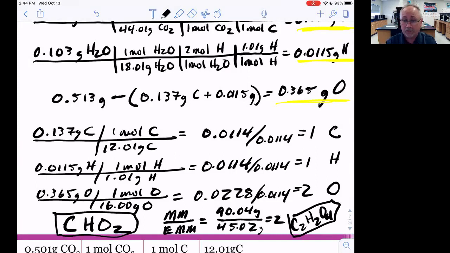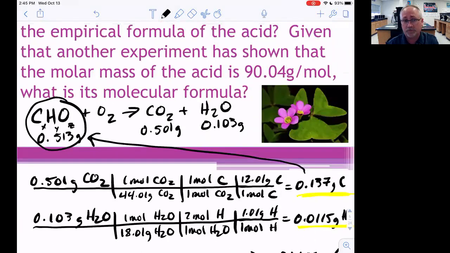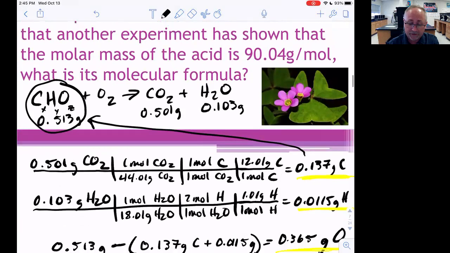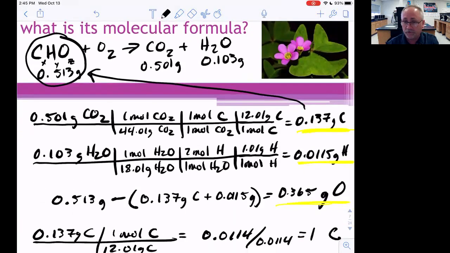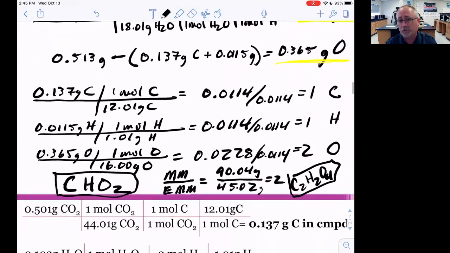I'll give you that. Combustion analysis problems are kind of monsters in a lot of ways, but they're not too bad. This is kind of the only way they'll be asked of you. So if they give you one that has C, H, and O, you're going to have to do some subtraction to find out how much oxygen is present. Once you do that, you can then plug those 3 numbers, those 3 grams of carbon, hydrogen, and oxygen into a separate equation to find out your empirical formula.